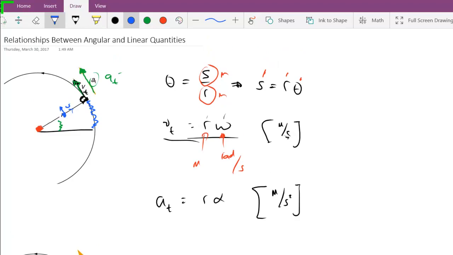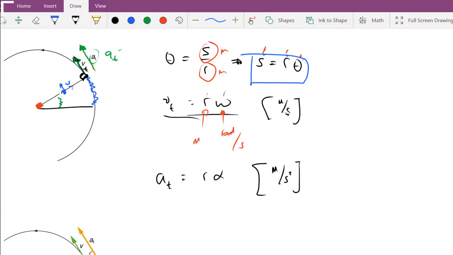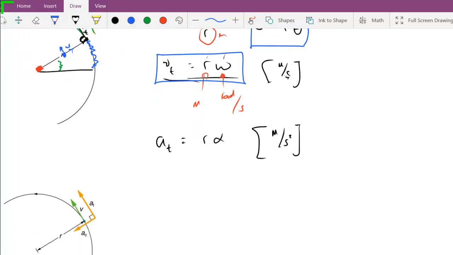So we have here basically your linear quantity is your radius times your angular quantity. So s is equal to r theta. This means your linear displacement is the radius times your angular displacement. Tangential velocity is the radius times angular velocity, and tangential acceleration is your radius times your angular acceleration.